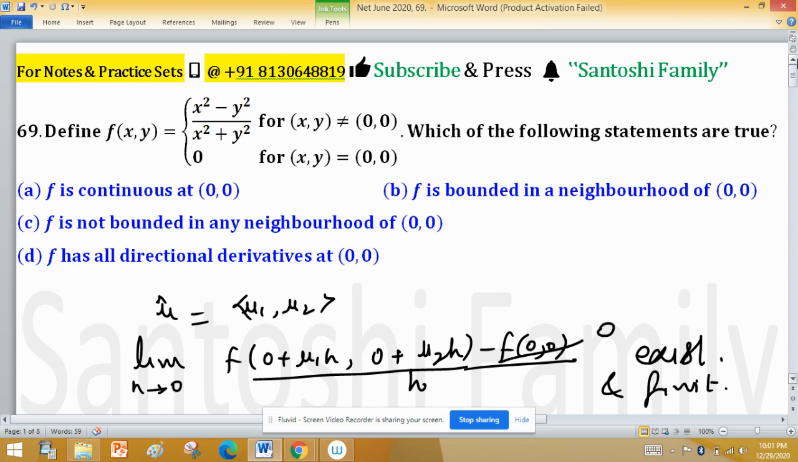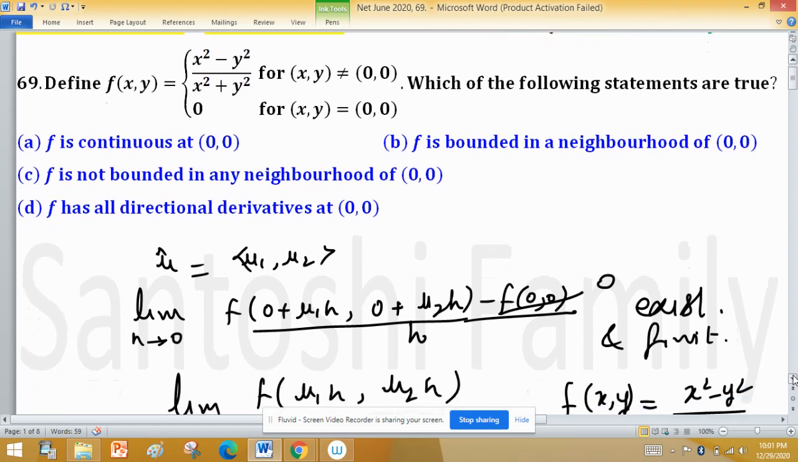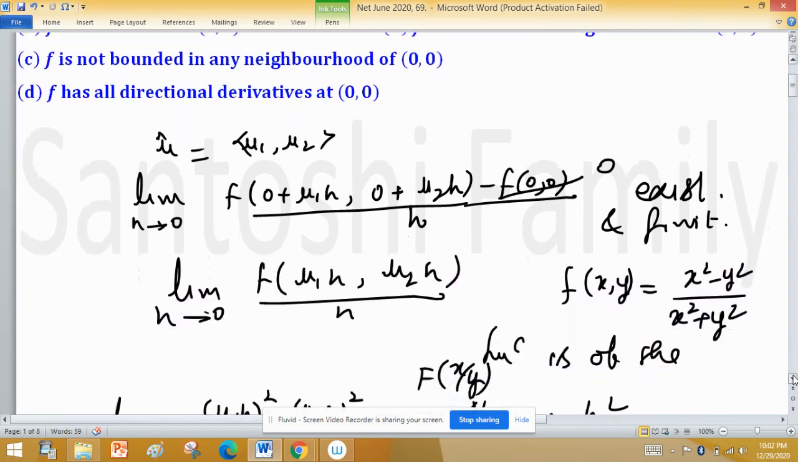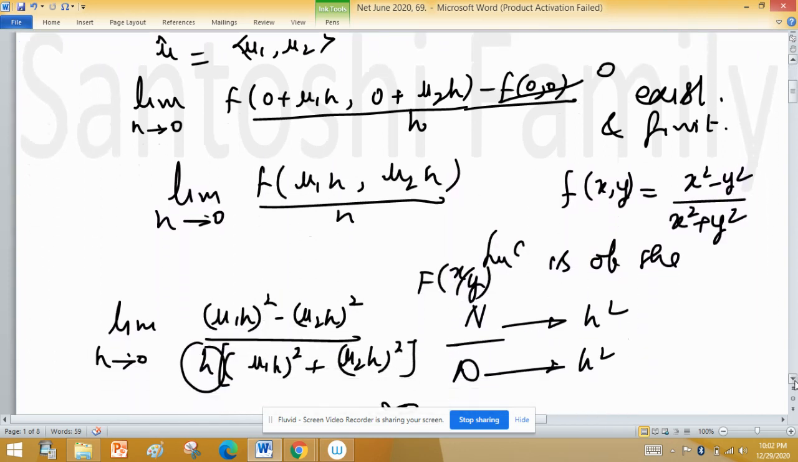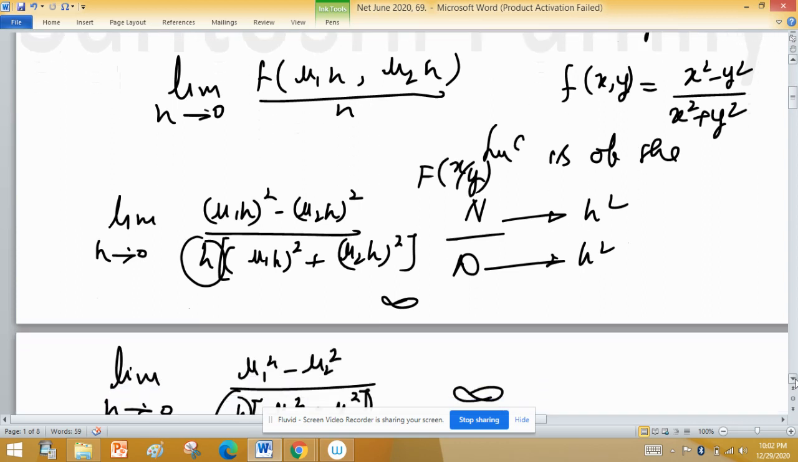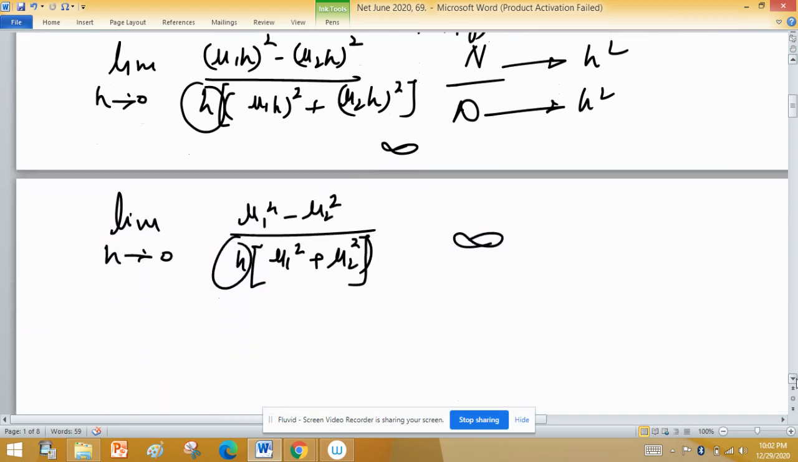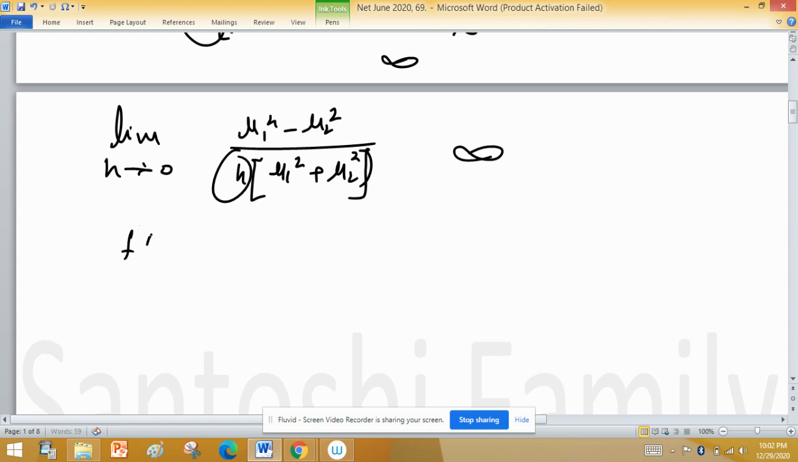Now we are going to test the boundedness of this function. As I already explained, this function can be represented in terms of x upon y. So change to polar coordinates, it can be written as f of xy in terms of r theta.